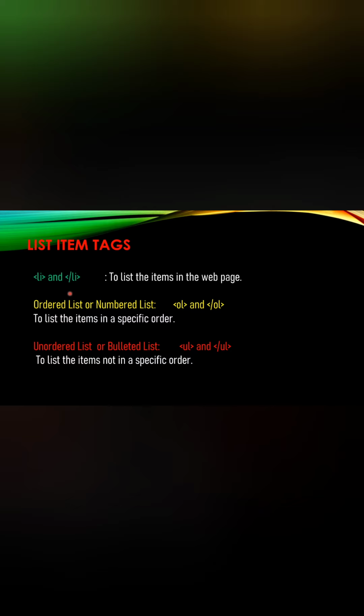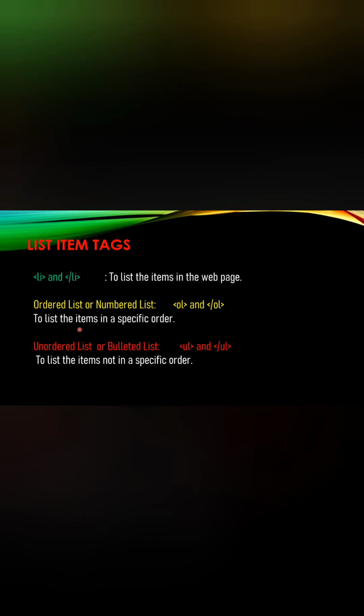Next, we can list the items in two manners. One is in a specific order and the other is not in a specific order. That is ordered list and unordered list. Ordered means the items are arranged in a particular order, so it is also known as numbered list. OL pair of tags are used for representing the ordered list. OL, ordered list tags.